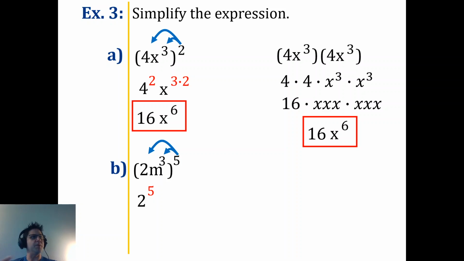If not, you can just multiply it out. And then we give the exponent from the inside outside, 3 times 5. Don't add it. Multiply because it's inside outside. All right, 2 to the 5th power. 2 times 2 times 2 times 2 times another 2. So we have 32 m to the 15th power.